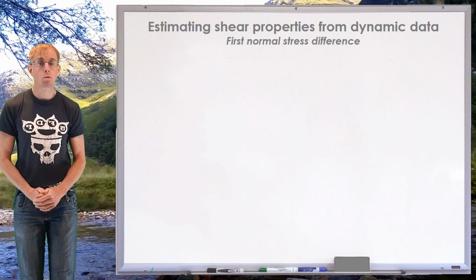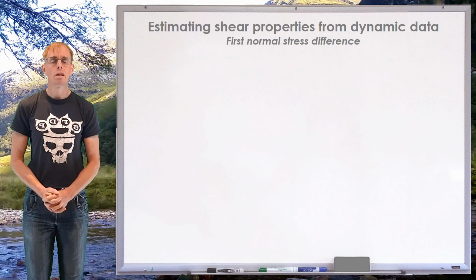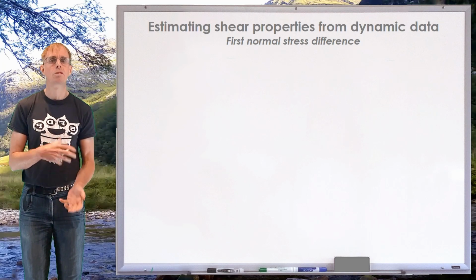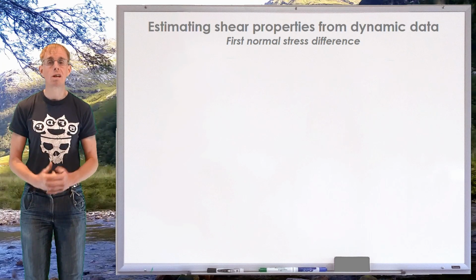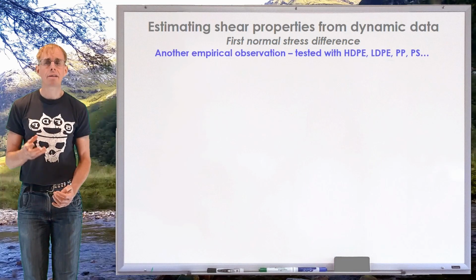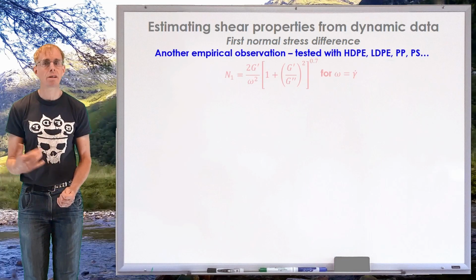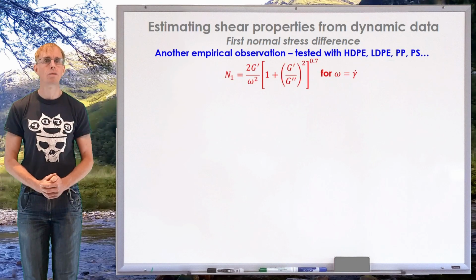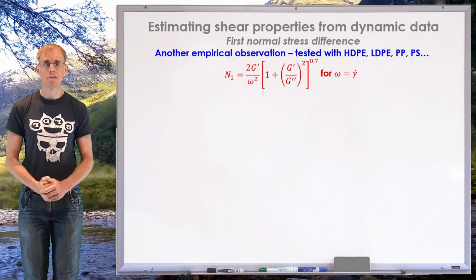Now, the Cox-Merz rule isn't on its own when it comes to these kind of empirical relationships that allow you to infer one property from another property. We can do the same with the first normal stress difference. Now, I think this is Laun's rule, and this is empirical again, but it's been tested with high-density polythene, low-density polythene, polypropylene, polystyrene, and a whole host of other petroleum-based thermoplastics.